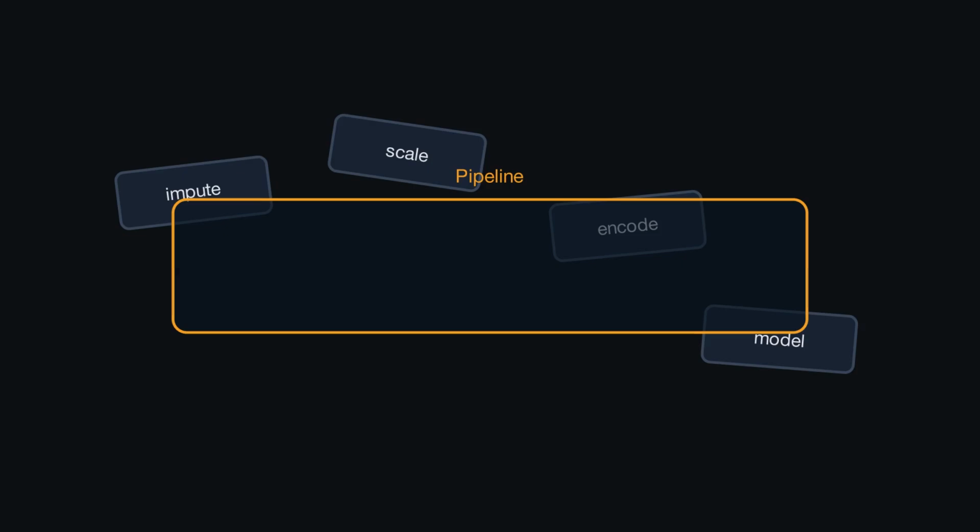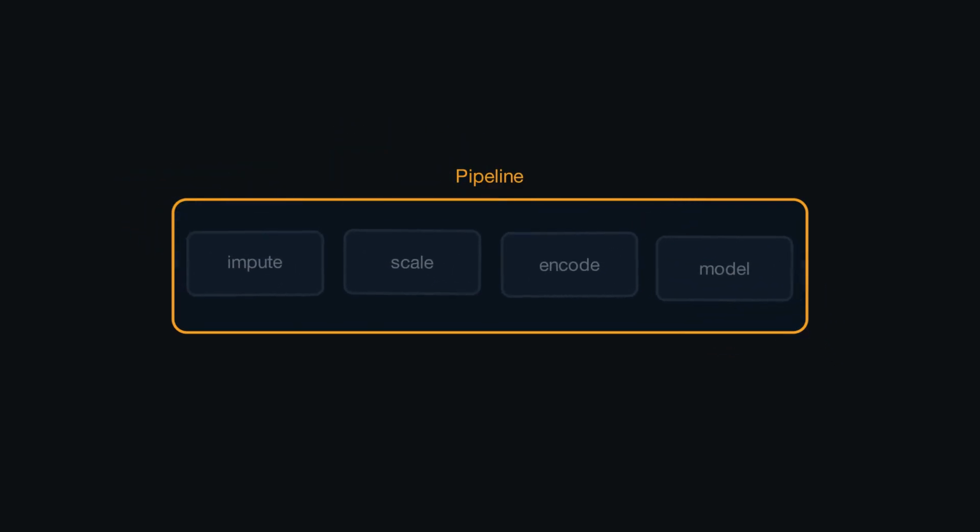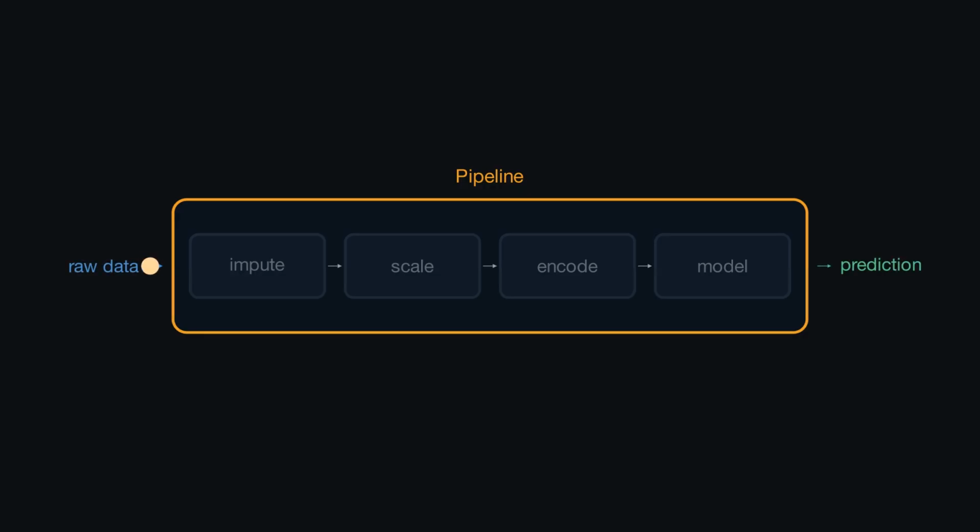A pipeline fixes all of this. It wraps every step into one single object, locked into the correct order. Impute, then scale, then encode, then the model. Always in that order, no exceptions. Now raw data goes in one end, and a prediction comes out the other.